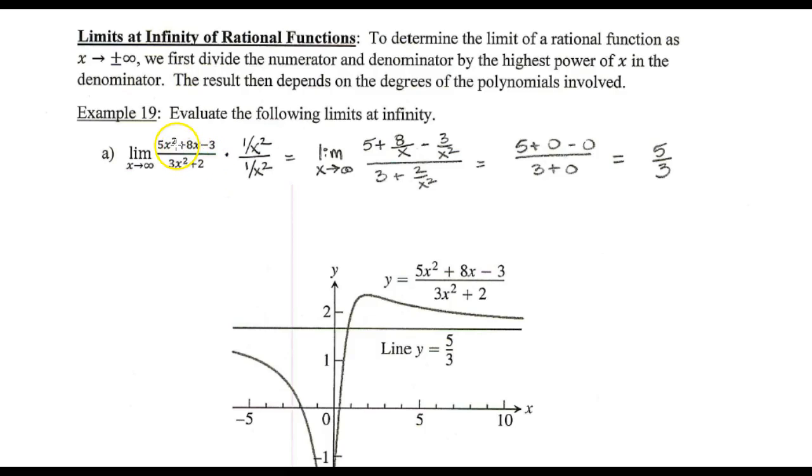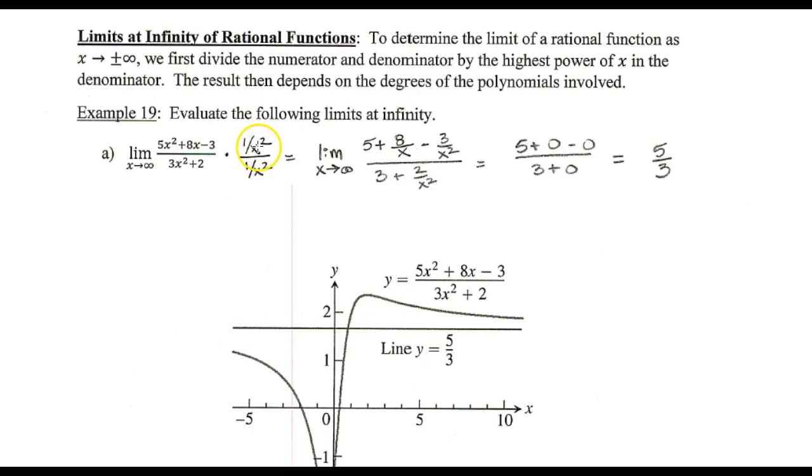Notice that the numerator has x squared, the denominator has x squared, so the highest power of x I see anywhere is x squared. So what I'm going to do is multiply both above and below by 1 over that highest power of x. So the numerator will be multiplied by 1 over x squared, the denominator will be multiplied by 1 over x squared.